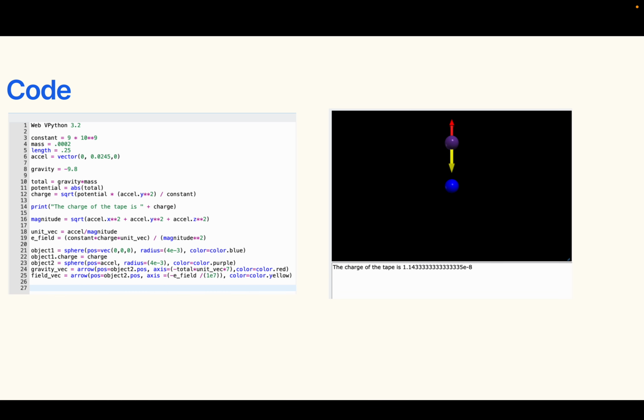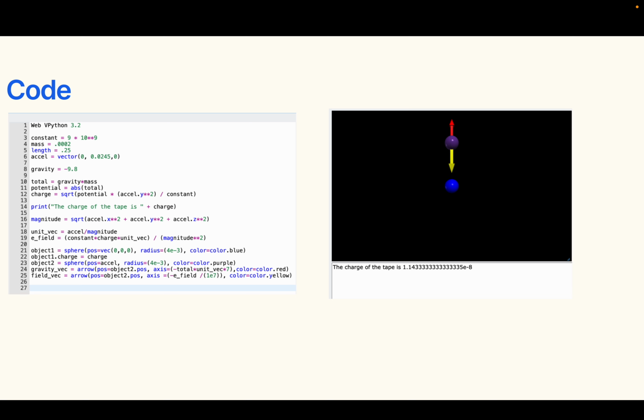So some code I have: we represented each of the U-tapes as points, because you can just do a point in the middle of the U-tapes. So our U-tapes were length 25 centimeters, so we converted that to meters, and then our mass was 2 grams or something like that.